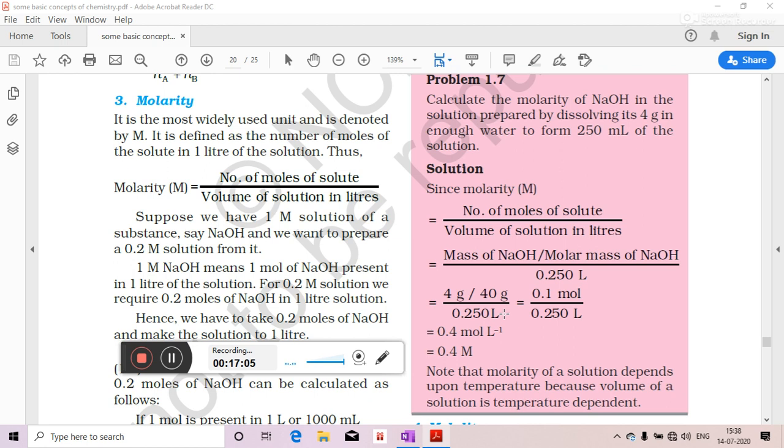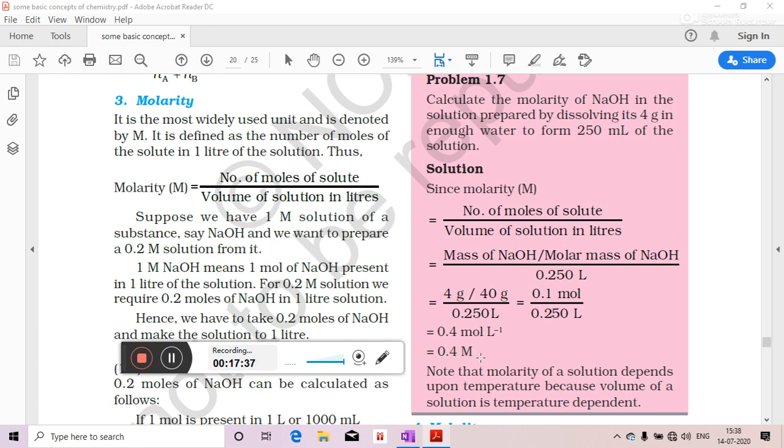Now 4 upon 40 is 0.1. So 0.1 upon 0.250. Now here we will see that the final answer is 0.4 and the unit of molarity is mole per liter. So either you can write mole per liter or we can write capital M as the unit of molarity. So 0.4 capital M.